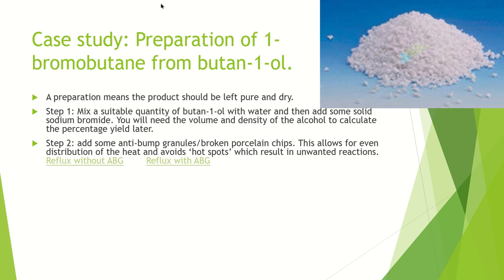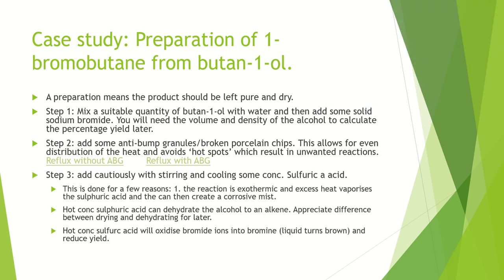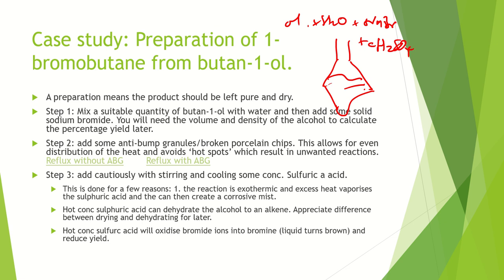Okay, so that's the two reasons for using anti-bump granules, and that's what they look like on the top right-hand corner there. Right, the next thing we're going to do is we've got our anti-bump granules in here. I'll just draw my very oddly shaped, pear-shaped flask. So in here at the minute we have our alcohol, we have water, we have sodium bromide, and now we're going to add to this concentrated sulfuric acid. Okay, so we're getting ourselves all set up for this reaction to occur.